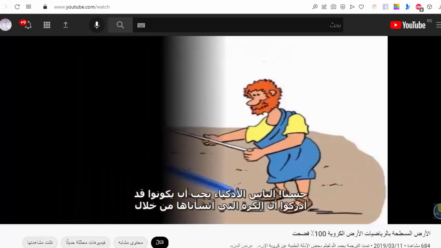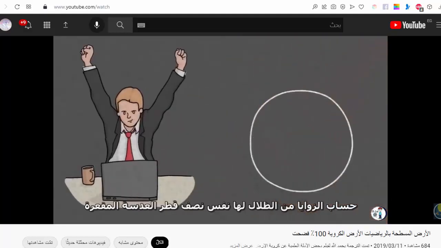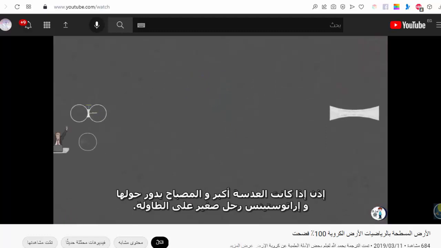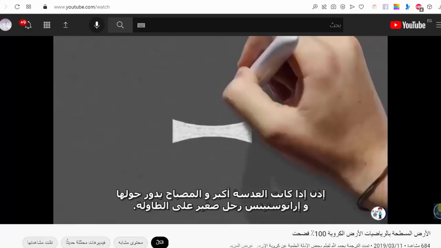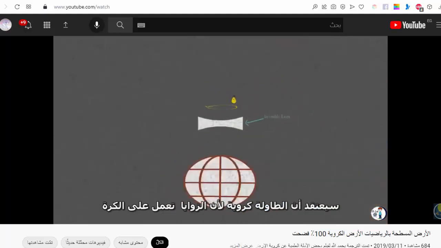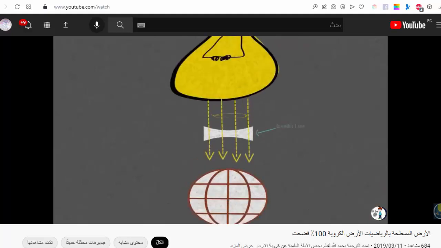Well, smart people should already realize that the bulb we created by calculating angles from shadows has the same radius of the concave lens. Now if the lens was bigger and the bulb is circling around it, and Eratosthenes is a small guy on the table, he will think that the table is a globe because the angles work on the globe. Here is something to think about.